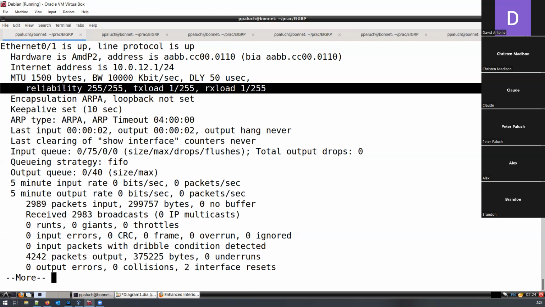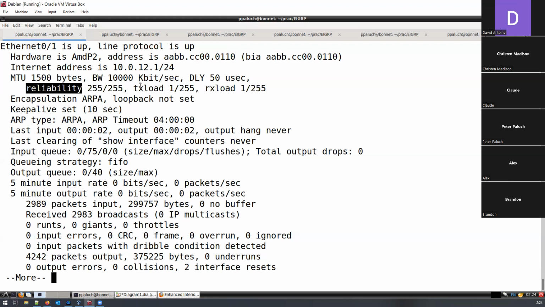But just because a reliability changes or just because a load changes, EIGRP is not going to send out an update. Because if we did, then imagine with load, it would be pretty dangerous. So you have an unloaded path, which would have a smaller cost. So EIGRP would decide to move the traffic over to the unloaded path.